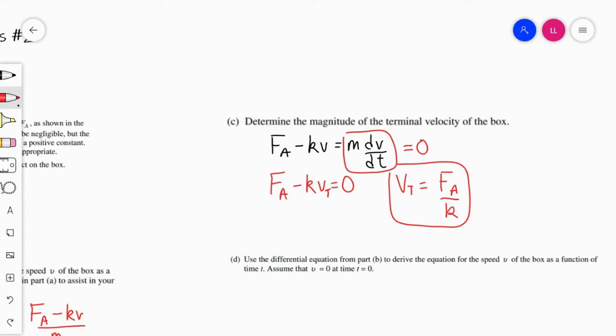The way they break it down, this was a 1-point part, so you got 1 point for finding the terminal velocity. And for part B, I'm looking at the scoring guideline as I'm doing this, part B gives you 1 point for writing Fa minus kv equals ma, and then another point for actually writing that differential.